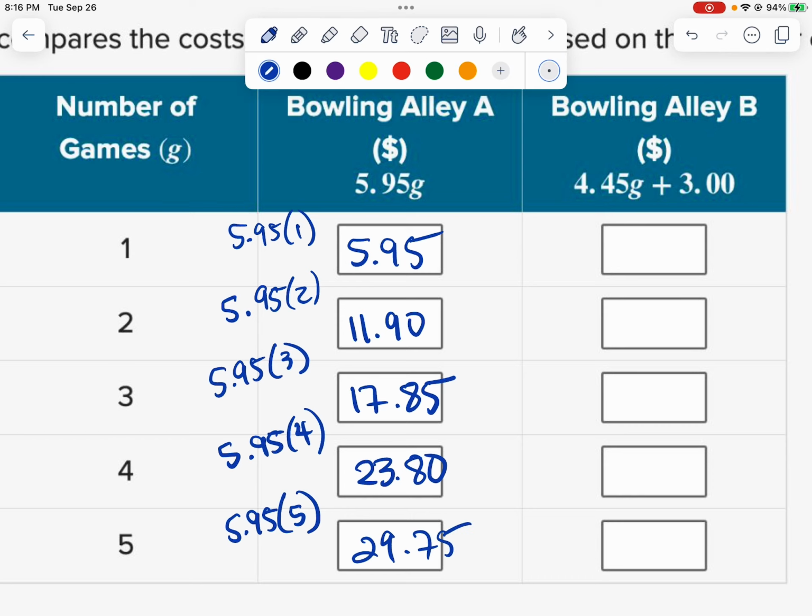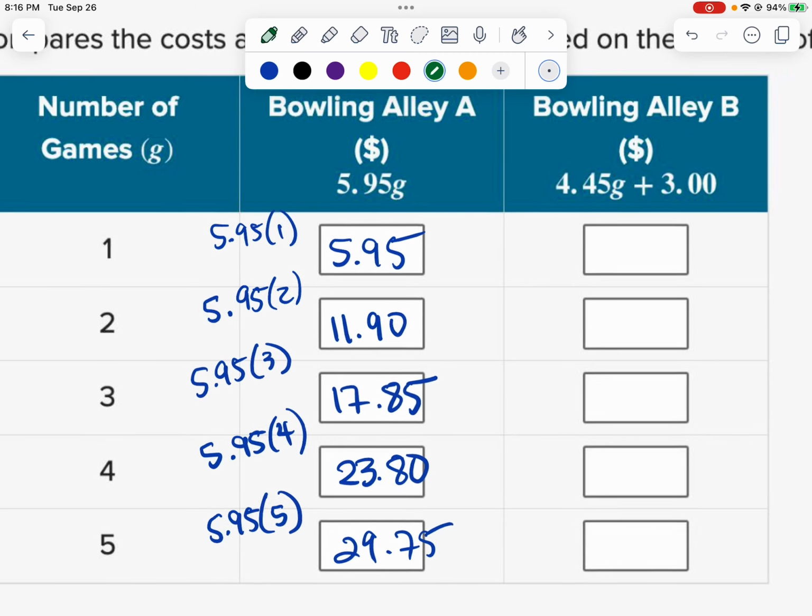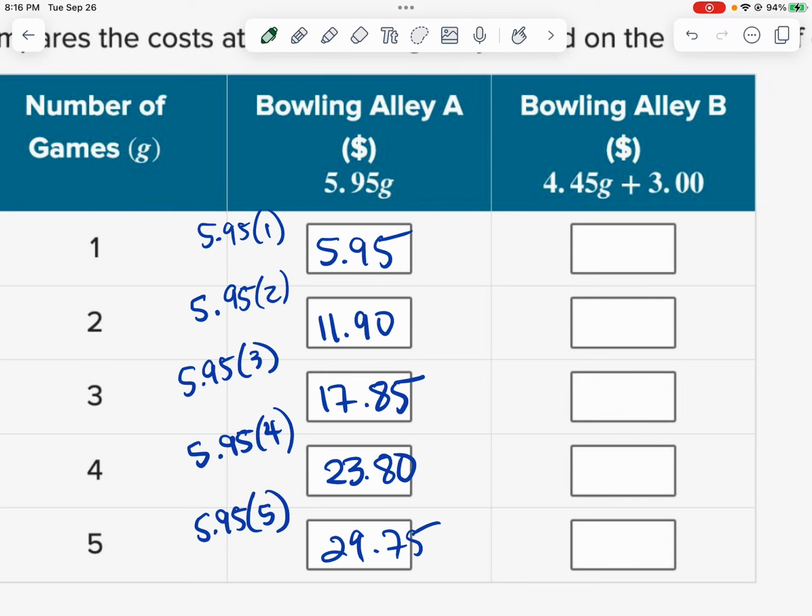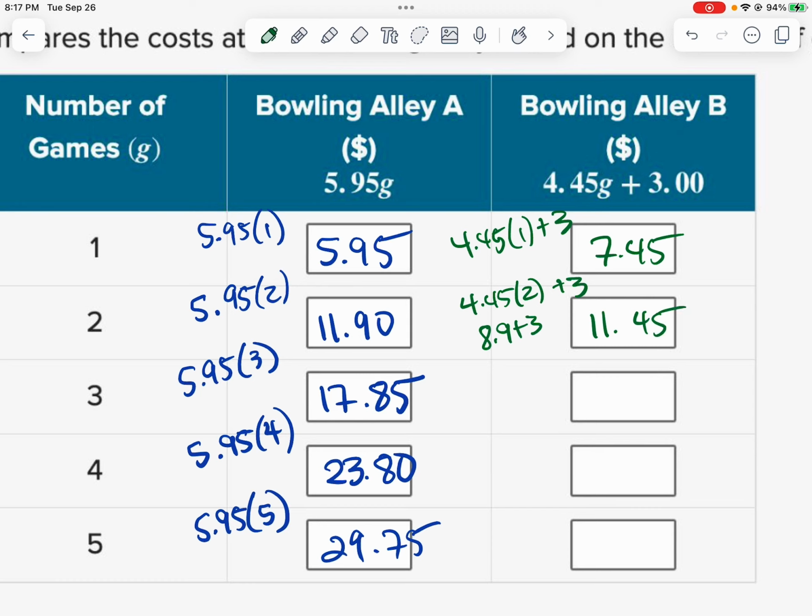Okay, so now we'll go with green. Over here, I have $4.45 times 1, and then we're going to add $3. So $4.45 plus 3 is going to get me $7.45. $4.45 times 2, because I substituted in the 2, is going to get me $8.90 plus 3. So $11.45. Then I'm going to take $4.45, multiply it by 3 and add 3.